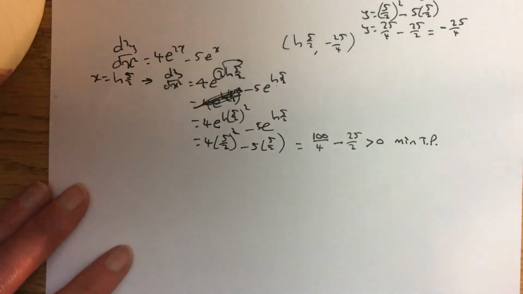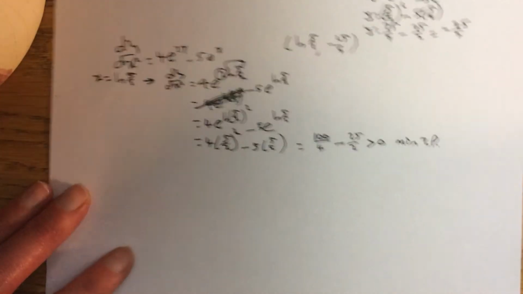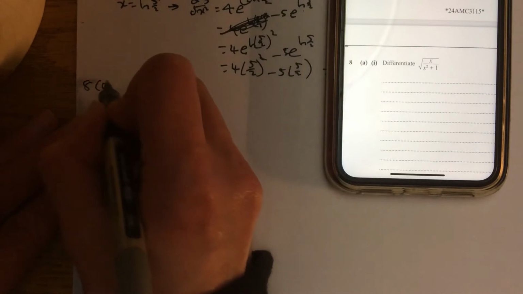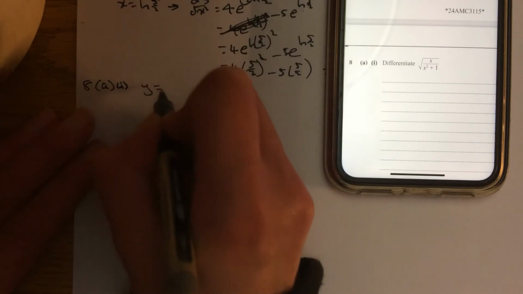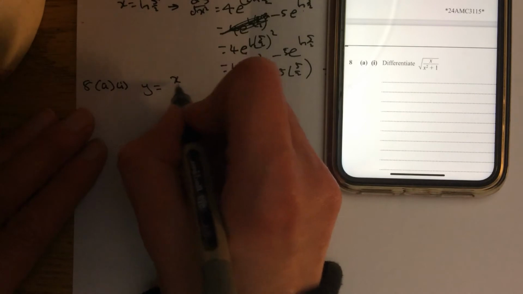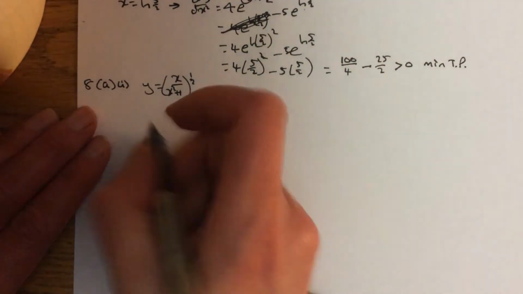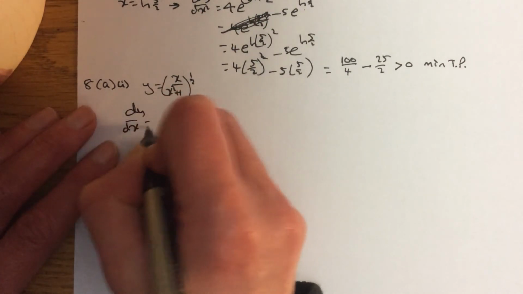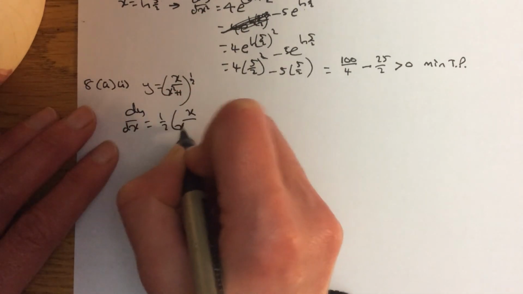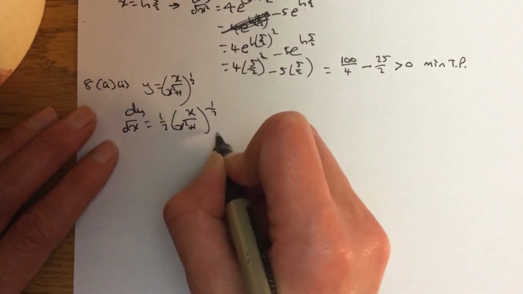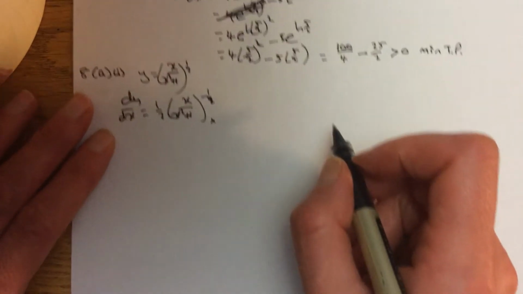And I have another couple of question 8 to find now in this paper. So if I just scroll down to question 8. So question 8a, part 1. Set that as y equals, now that's a bracket, x over x squared add 1 to the power of a half. To differentiate a bracket, the power goes in front, you take 1 off, and you multiply it by the derivative of the bracket, and this is where the work is.